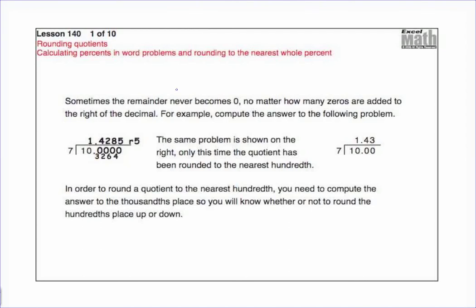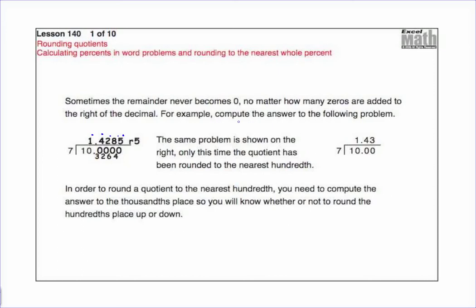Sixth grade Excel lesson 140, rounding quotients, calculating percents in word problems, and rounding to the nearest whole percent. Sometimes the remainder never becomes zero, no matter how many zeros are added to the right of the decimal. Like in this problem right here, 10 divided by 7, we just keep going, 1.4285, and we still have a remainder of 5, and we could just keep going and going.